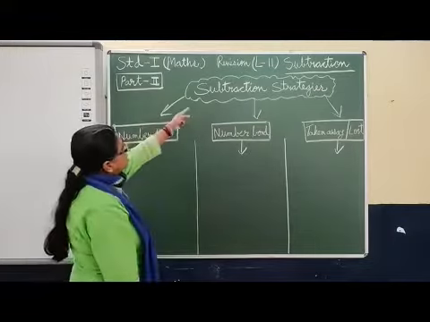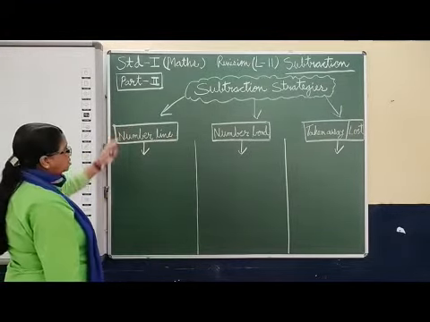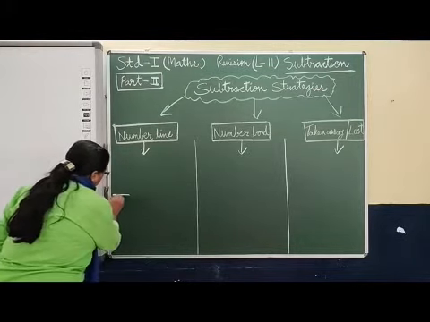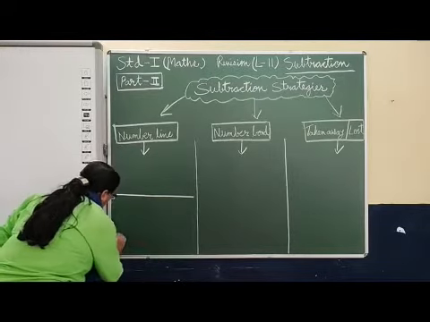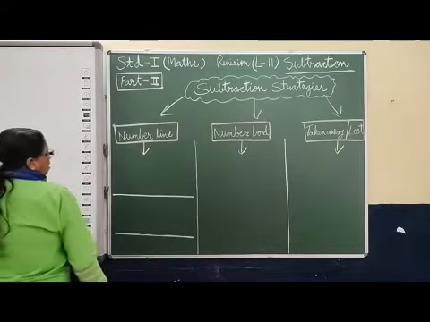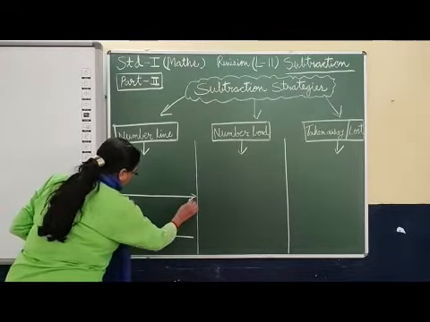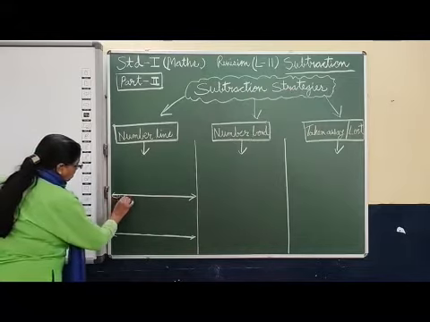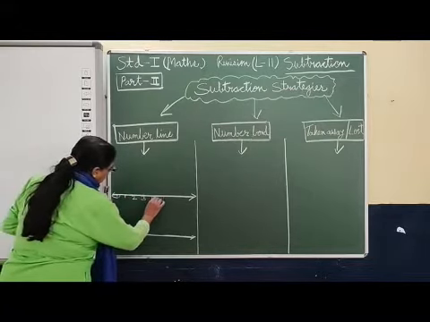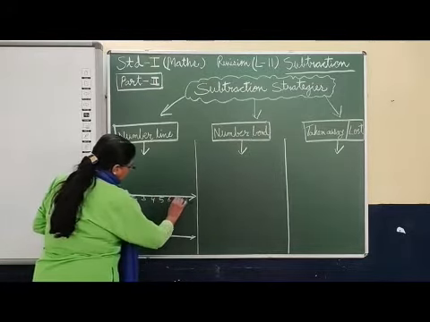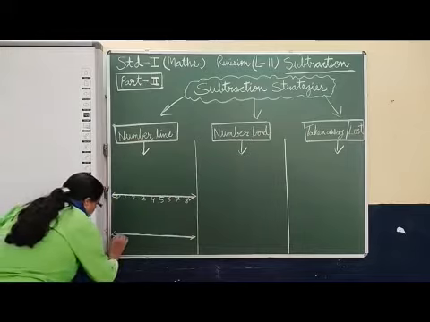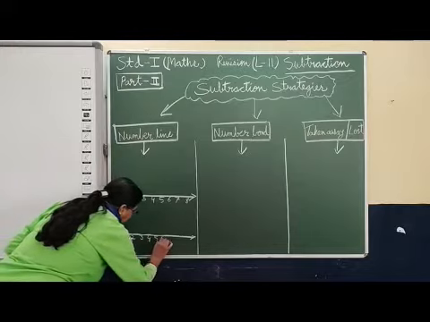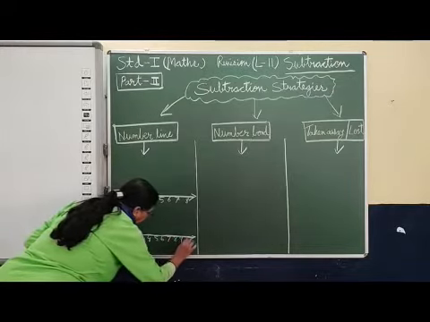Here you can see subtraction strategies are given. One is the number line. So we will draw one number line here. Small number line. We draw here also and here also. Two you need. Here spaces are less, so we take a small number, a one digit number. From 0 we start: 0, 1, 2, 3, 4, 5, 6, 7, 8. Up to 8 it is coming. Here 0, 1, 2, 3, 4, 5, 6, 7, 8, 9, 10.